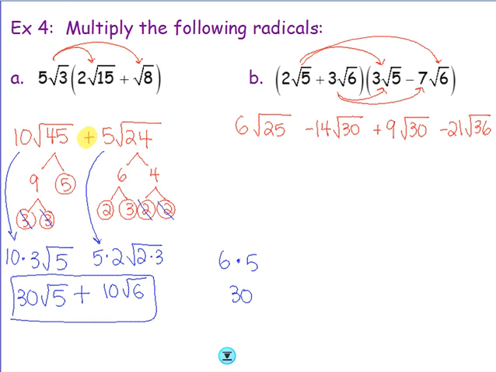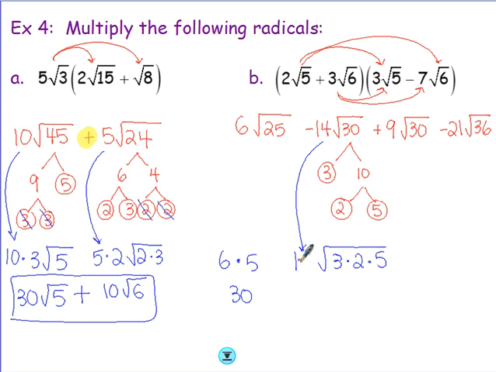The second radical, we do need to make a tree. 30 is 3 times 10, and 10 is 2 times 5. Well, I'm looking for pairs. Here's the problem. We have a 3, a 2, and a 5. We don't have any pairs. So nothing gets to come outside. So under the radical is still the 3, the 2, and the 5. In front of the radical is still the 14. So we have 14 radical 30 that stays exactly like that.